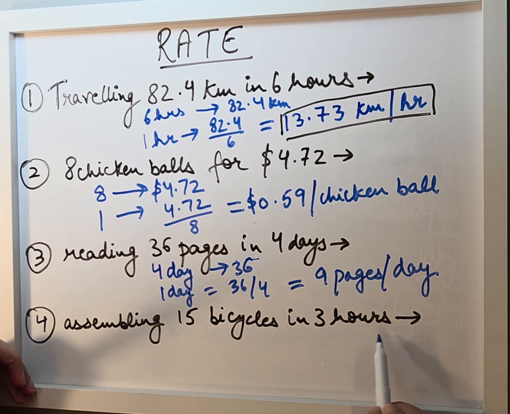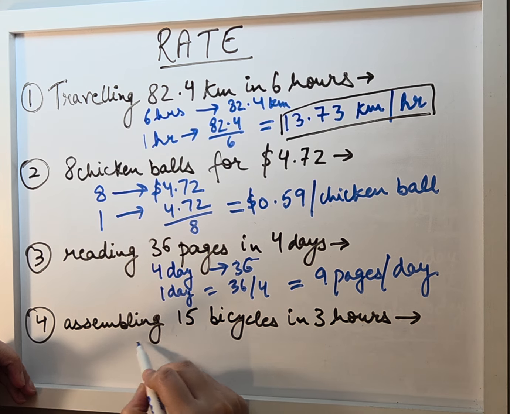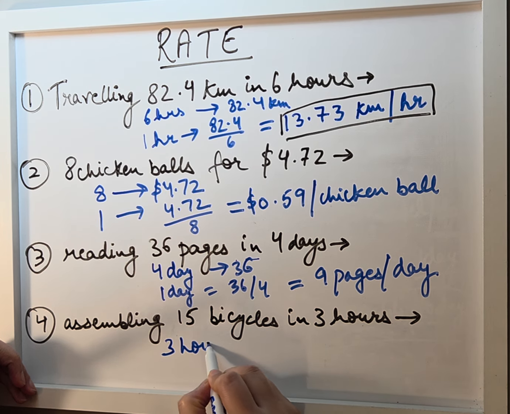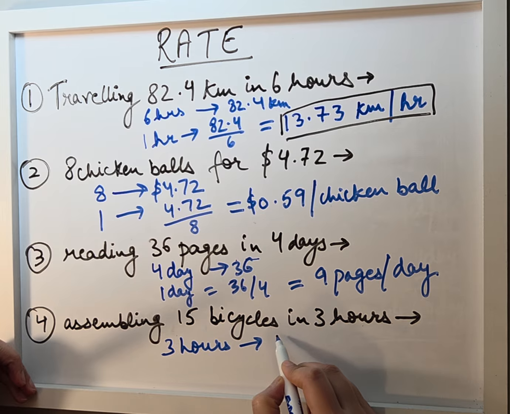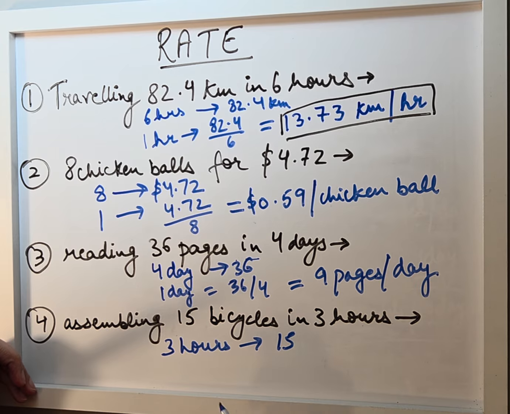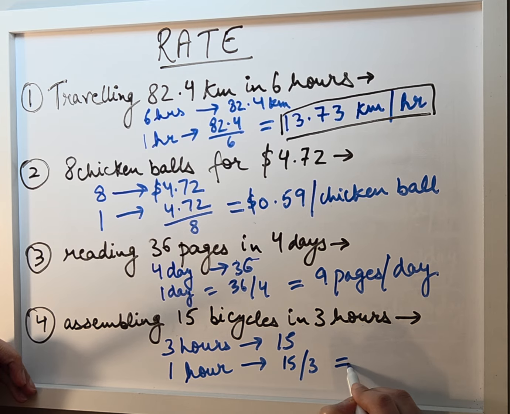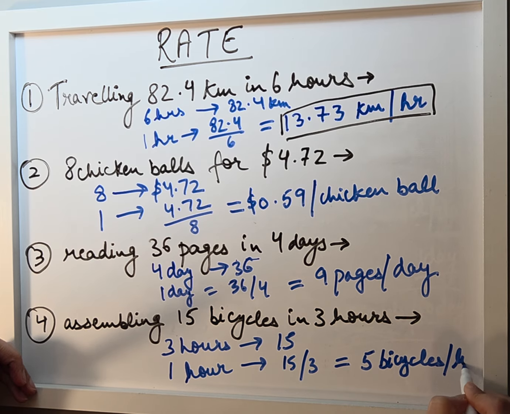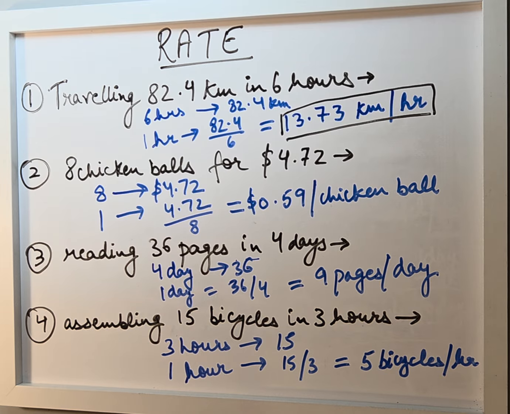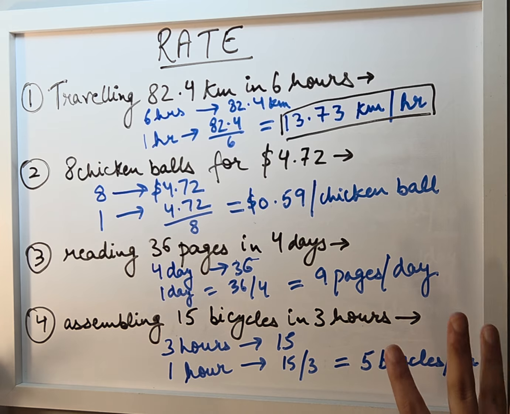So again we have 3 hours. Let's make that the unit. In 3 hours we are assembling 15 bicycles. So in 1 hour we'll assemble 15 divided by 3, that is 5. So 5 bicycles per hour. I hope this is clear.